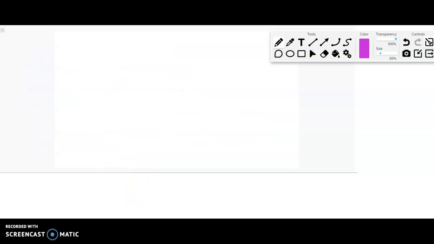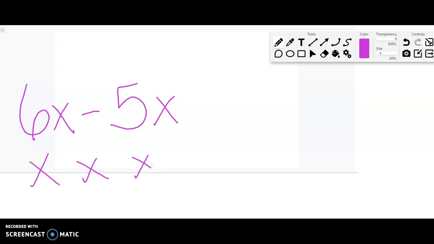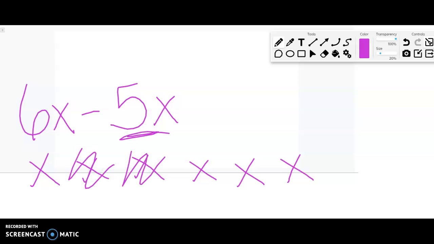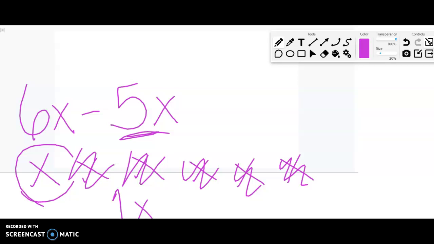Now sometimes we might subtract, like 6x minus 5x. So if I started with 6x's, and then I'm taking away 5 of them. 1, 2, 3, 4, 5. So I just am left with 1. So I can either write 1x, or I can just write it as x.